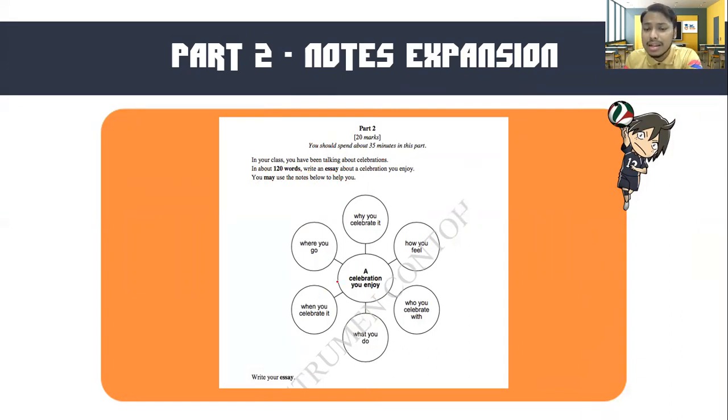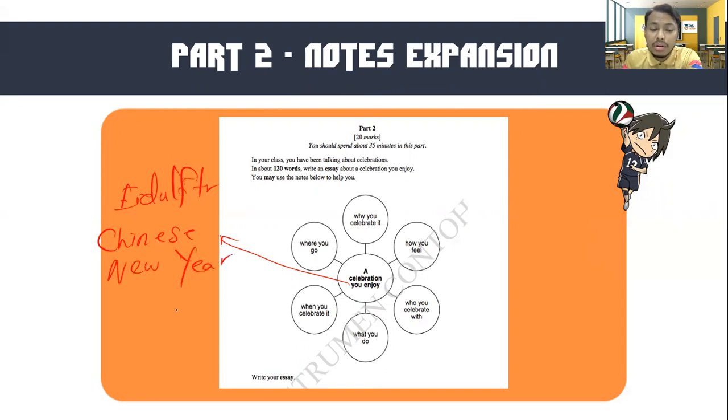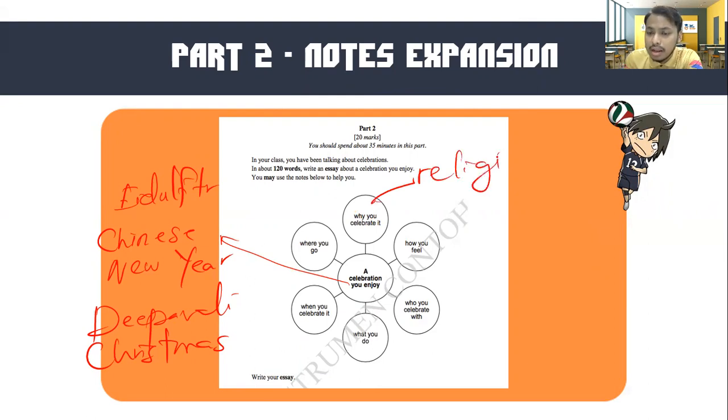Okay, now for example, a celebration that you enjoy. It can be Idul Fitri. It can be Chinese New Year celebration. And then it can also be Deepavali, Christmas, and any other celebration that you know. So why do you celebrate it? It can be because of your religion. Let's say you're a Muslim, so you must celebrate Idul Fitri because of your beliefs, kepercayaan kita.